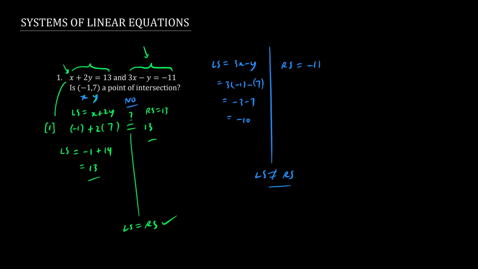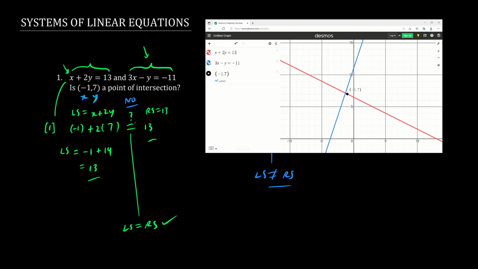Why don't we try graphing this on Desmos? So as you can see, this point, negative 1 comma 7, is indeed on one of the lines, the red line here, which is x plus 2y equals 13, but it's not on the blue line. So therefore we say no, this point is not a point of intersection. The true point of intersection should be a decimal number, negative 1.286-ish, comma 7.143-ish.